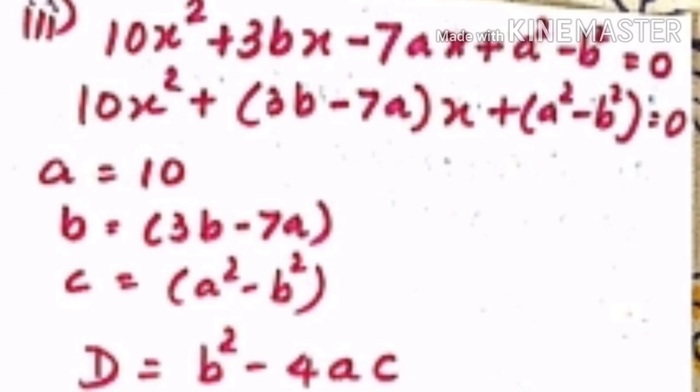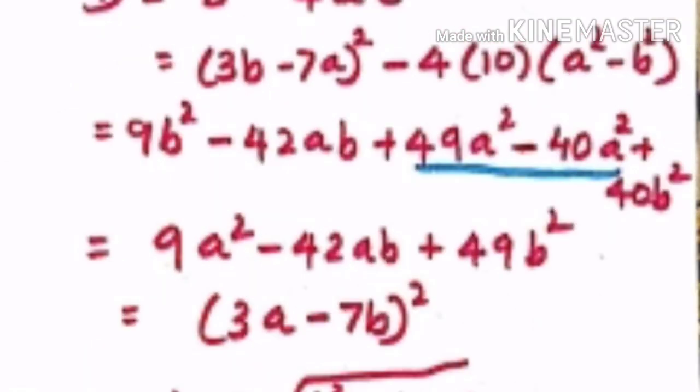Now I find D is equal to b square minus 4ac by placing the value: b is 3b minus 7a whole square, minus 4 into a is 10 and c is a square minus b square, and then take simplification. This is 3b minus 7a whole square. So now with the a minus b whole square type of expansion: 9b square minus 42ab plus 49a square minus 40a square plus 40b square, and then I get 9a square minus 42ab plus 49b square. Just check this polynomial. This is a perfect square polynomial. So we can write it as 3a minus 7b whole square.